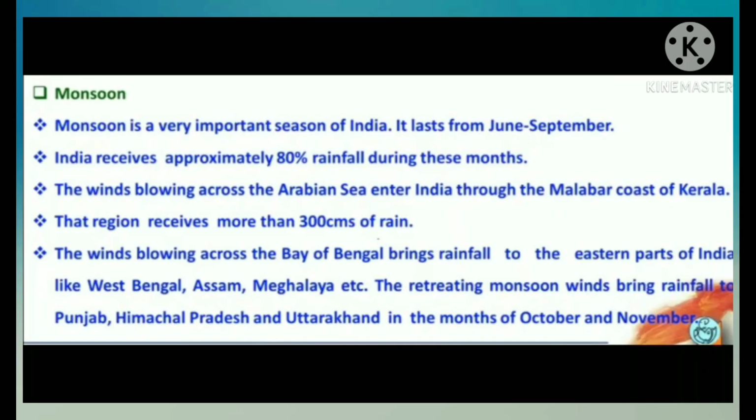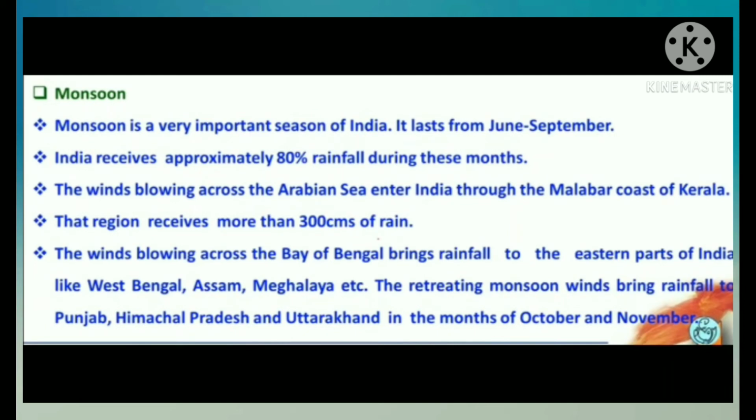Now let's move towards our next season, monsoon. Monsoon is a very important season of India. हमारे यहाँ मानसून बहुत इंपॉर्टेंस रखता है. It lasts from June to September. We enjoy monsoon in June, July, August and September. India receives approximately 80% rainfall during these months, and in these 4 months total rainfall is 80%.